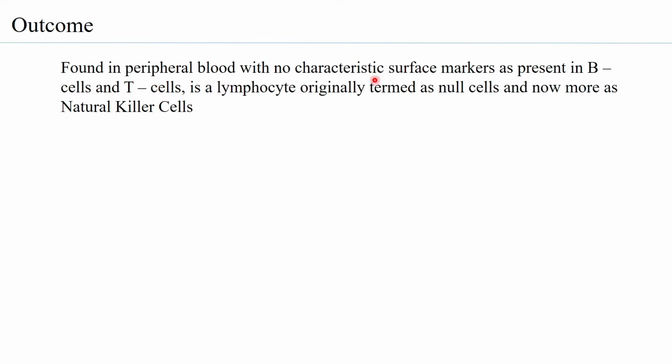One doesn't find highly characteristic surface markers on the natural killer cells, although there are certain surface molecules which are considered to be present in the killer cells, but more is to be known to find out whether those molecules are only specifically confined to the natural killer cells. So originally, when they did not find such characteristic surface markers on the lymphocyte, they termed it null cells. But now it is more known as the natural killer cells.